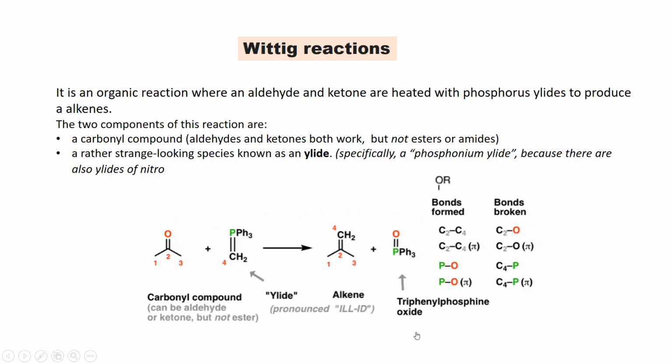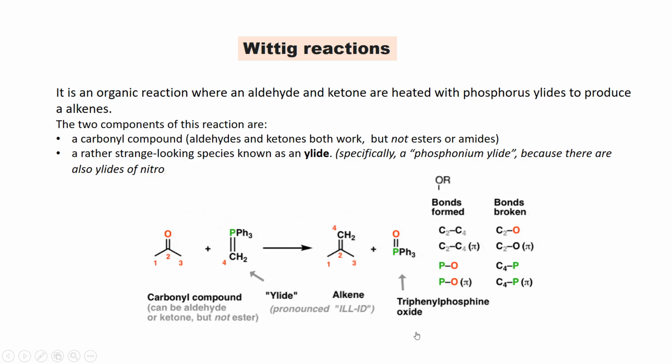So let's start. Today we'll discuss the Wittig reaction and solve some questions based on that, so that in future whenever you get a question on this topic you get an idea and solve easily. It is an organic reaction where an aldehyde or ketone is heated with phosphorus ylides to produce an alkene. There are two components of this reaction. One is a carbonyl compound, specifically aldehydes and ketones, and another component is an ylide.